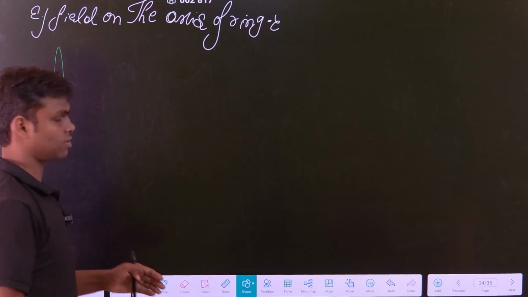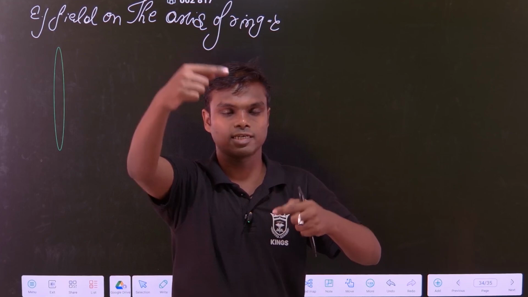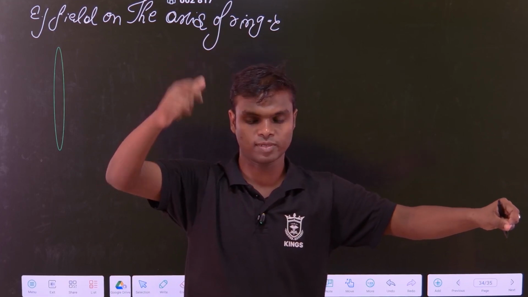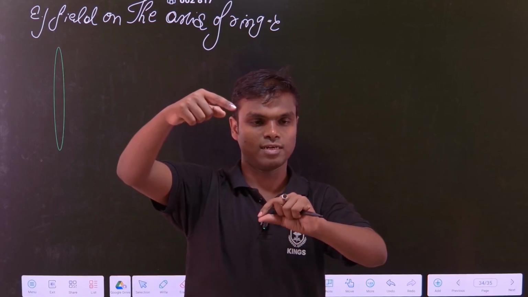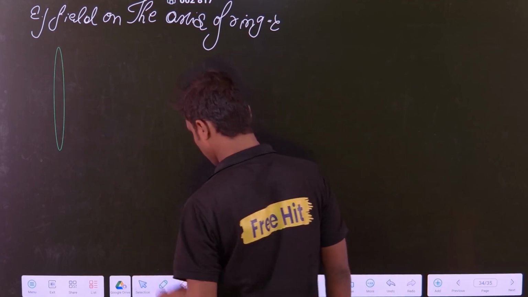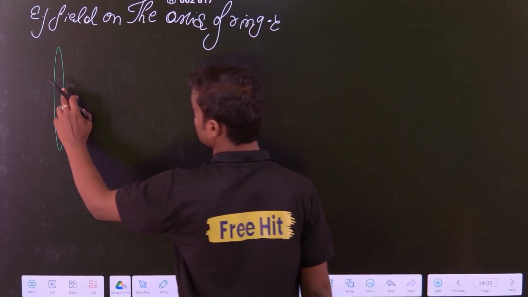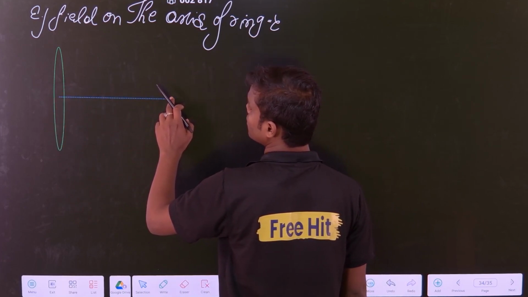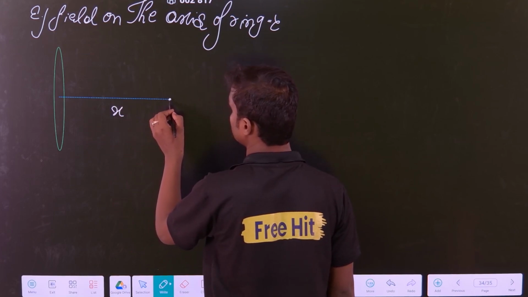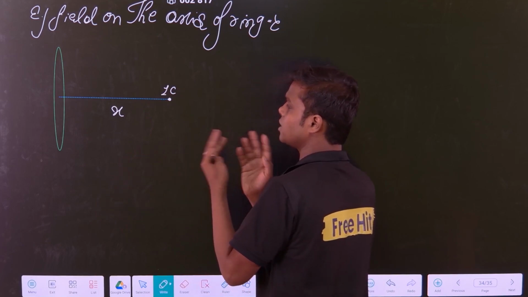Okay, what I am trying to say, this is my ring. Suppose it is like this, it is a ring, and from the center at distance x I want to calculate the electric field at this point. Try to imagine, this is my ring. From the center, suppose this distance is x, I want to calculate the field at this point. So what I will do, I will keep 1 coulomb of charge at this point and calculate the force, that will be my E field, correct?